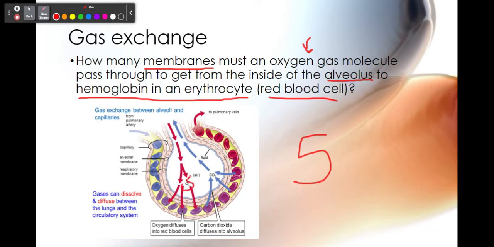So these oxygen gas molecules are going to have to get across this side of the type 1 pneumocyte of the alveoli, and then get through the other side, that next membrane of the type 1 pneumocyte of the alveoli. But then we need to get in and out of the capillaries. We're going to have one membrane to get into one side of the capillary, one membrane to get out of the other side of the wall of the capillary. And then our last membrane, we are going to have to get into the red blood cell because that's where the hemoglobin is.